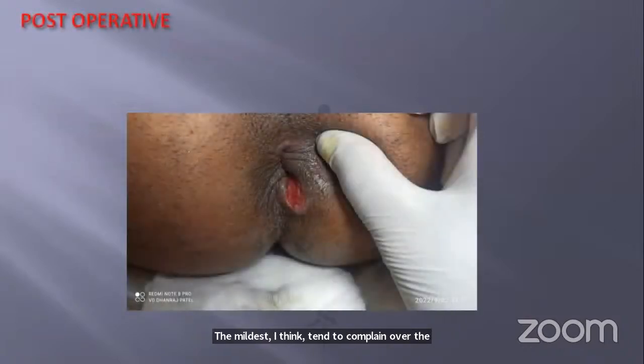The post-operative image of the patient shows mild inflammation, and there is no soakage or bleeding.